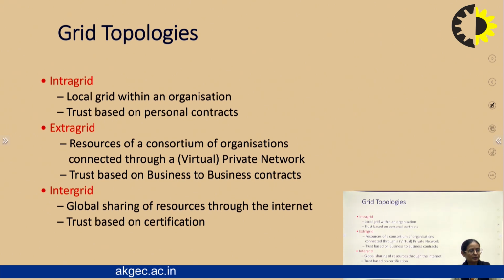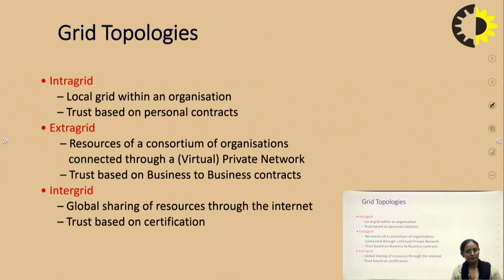Extragrid: here the resources of a consortium of organizations are connected through a virtual private network. That is, a group of organizations come together, form a consortium, and this consortium shares a grid. Here the trust is built on business-to-business contracts.